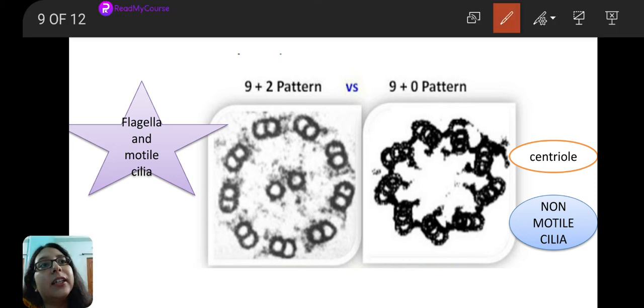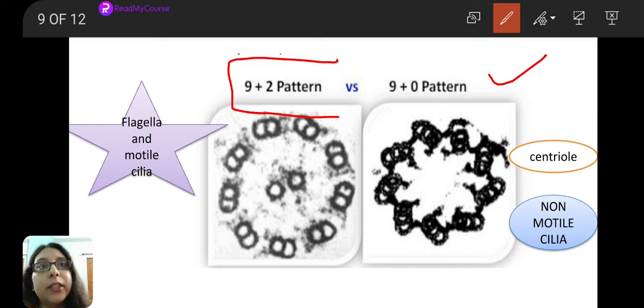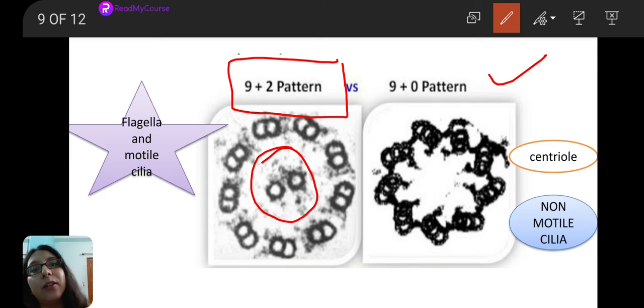We had seen a 9+0 pattern. That is, there were no central microtubules. But in the case of cilia and flagella, we find a very important 9+2 arrangement. Why 2? Because of the presence of these central microtubules, which are absent in the case of centrioles.